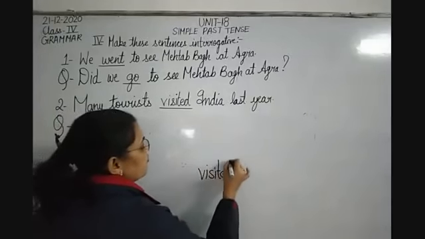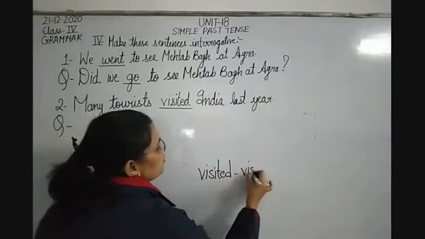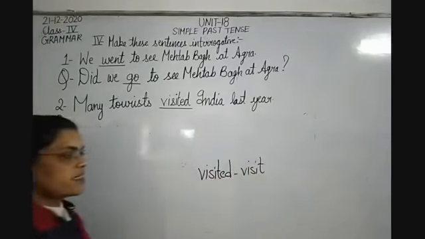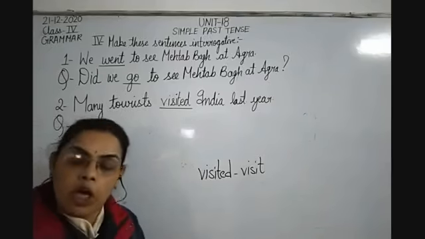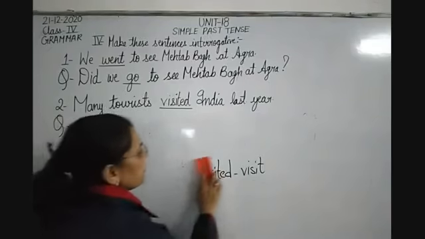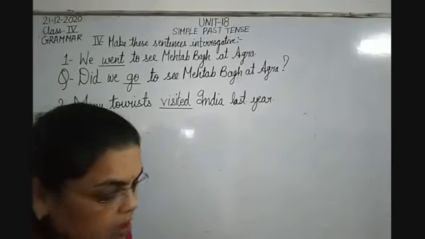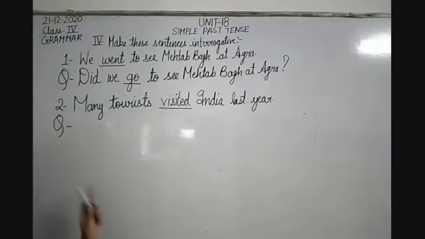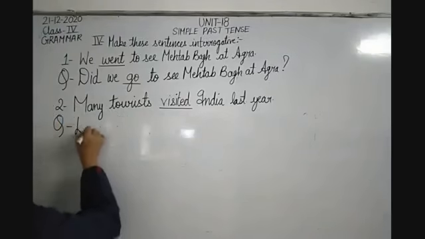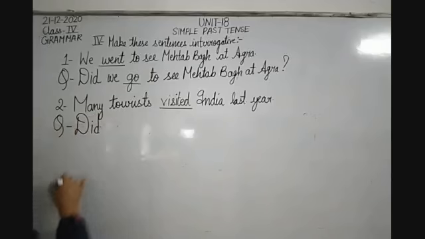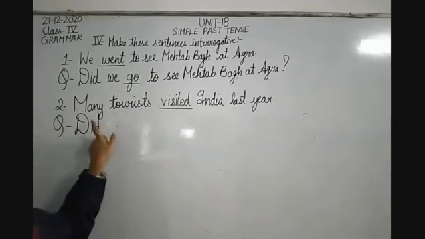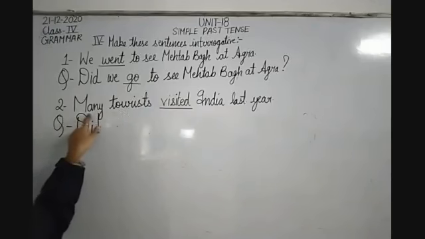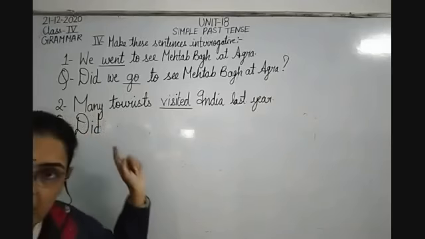अब now बेटा visited past form में है. इसका root form क्या है? Visit. What is the root form? Visit. Visited में ed लग गया तो past tense, and if you remove the ed, visit is the root form of the verb. Fine. Now, interrogative sentence in simple past tense always begins with which word? Did. So this D will be capital. Did. Now, in this sentence subject कौन सा है? Many tourists, है ना?